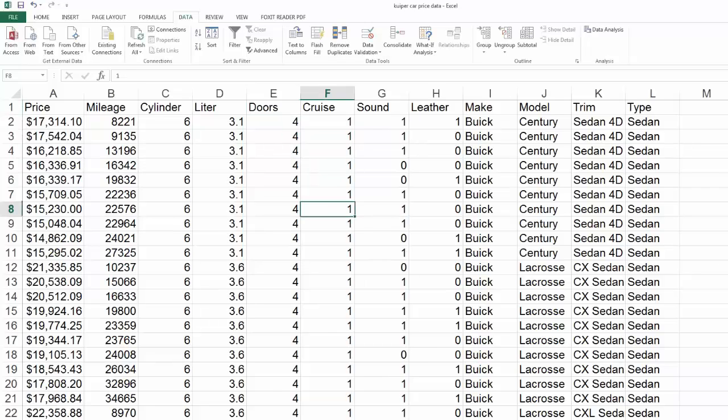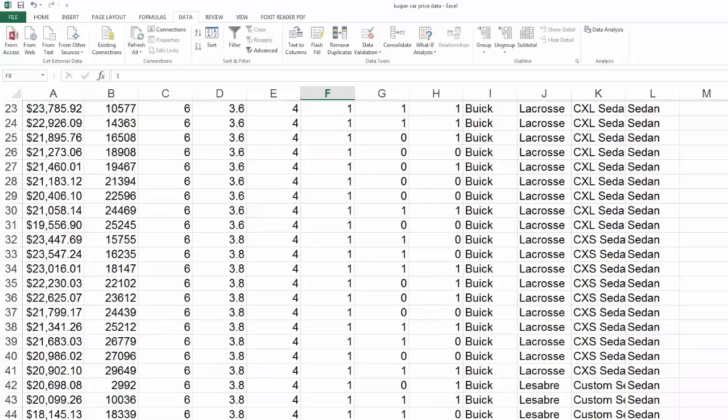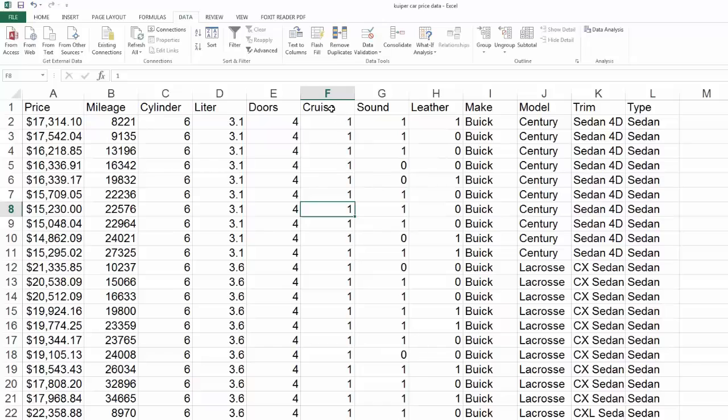Cruise control, are there any that don't have cruise control in here? Yeah, I guess there's a few. Cruise control is a nice feature, so I would imagine there should be a positive relationship between having cruise control and the price.